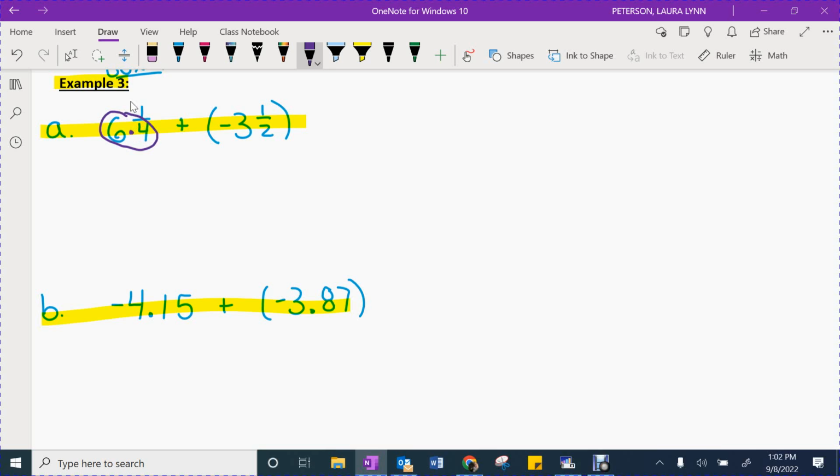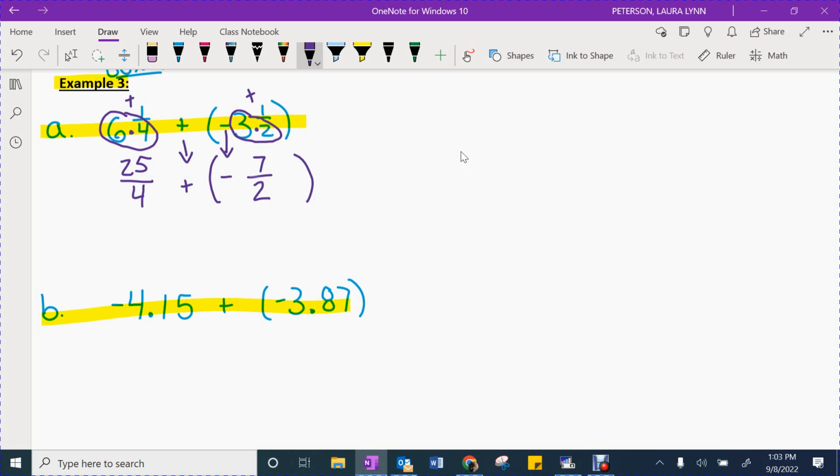I'll do 6 times 4 plus 1, which is 25/4. Bring down your plus sign. Bring down your parentheses. And you bring down your negative sign because that will not change. I'm going to convert my other number to be improper. 3 times 2 is 6, plus 1 is 7 over 2. So this is really what we're working on. 25 over 4 plus negative 7/2.